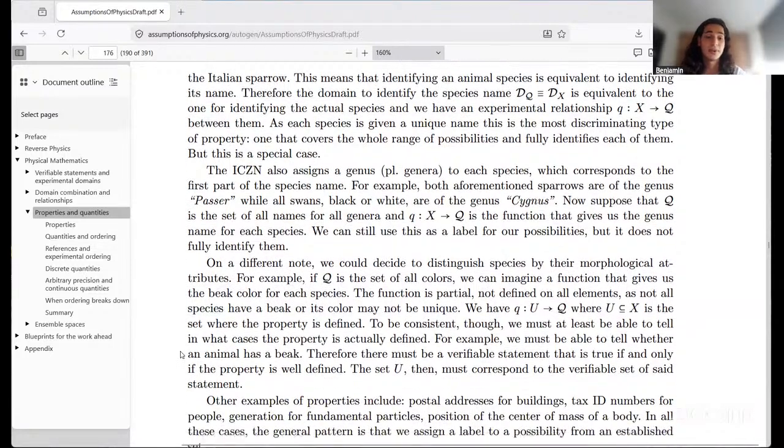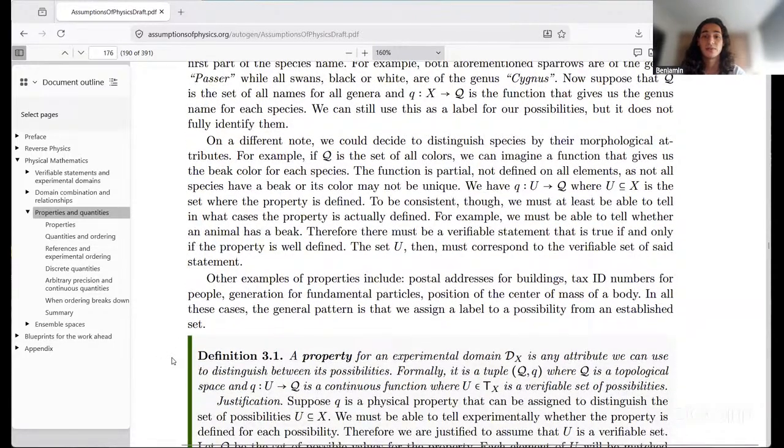On a different note, we could decide to distinguish species by their morphological attributes. For example, if Q is the set of all colors, we can imagine a function that gives us the beak color for each species. The function is partial, not defined on all elements, as not all species have a beak or its color may not be unique. We have little q from U to Q, where U is a subset of X, the set where the property is defined.